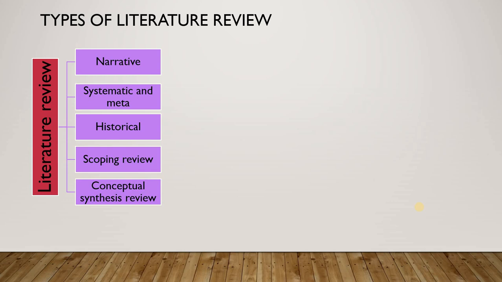Then scoping review is like an abstract review, which aims at mapping the existing literature in a broader topic area. So it's like a higher level. Maybe it will help you to understand what kind of review is required in a particular field. That is scoping review.